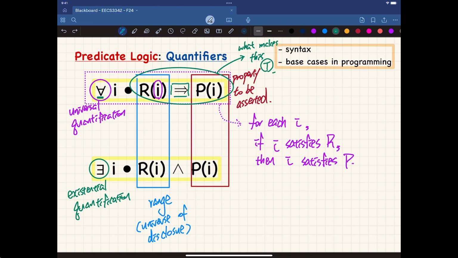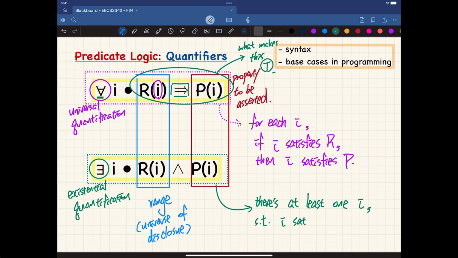And what about this one here? This one says there is at least one I such that I satisfies R and I satisfies P. It's important to notice the difference: one is about if-then, the other one is and. They correspond to these two.